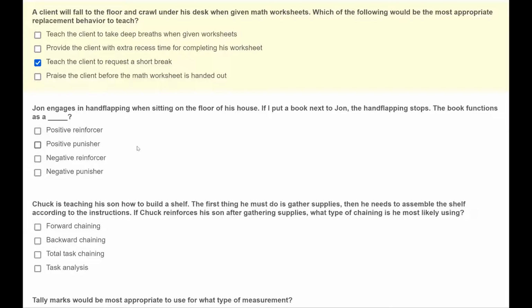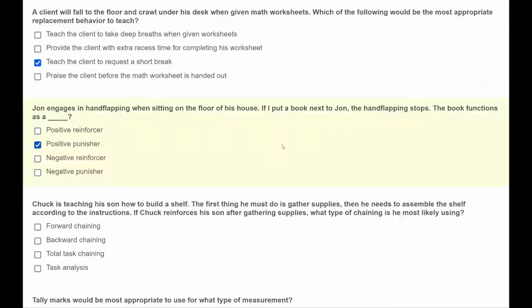So in this case, we know John engages in hand flapping. When we put the book next to John, adding the book, the hand flapping stops. So did the behavior increase or decrease? Well, it decreased. We added the book, causing the behavior to decrease or stop. So it's positive punishment. If we look at B, positive punisher.